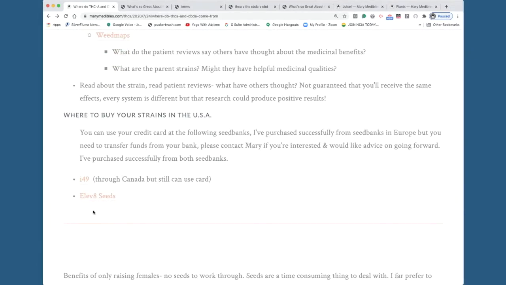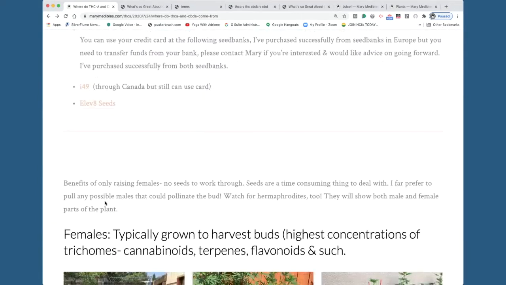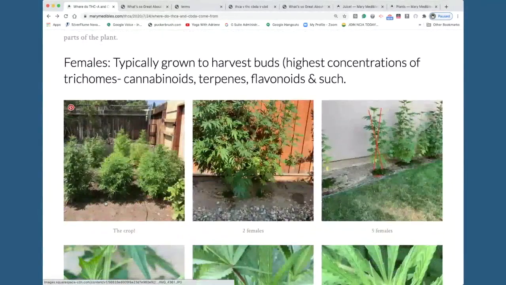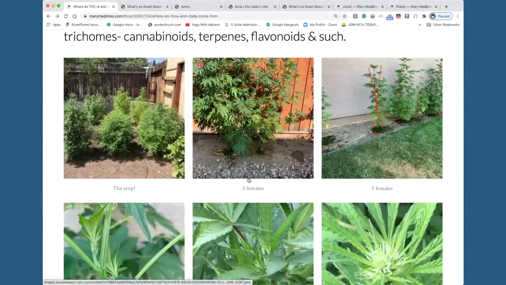And I've used a couple of seed banks in the States. These are the seed banks, I-49 and Elevate Seeds. The benefit of this is you can use your credit card. You don't have to transfer funds. Otherwise, when you go through Europe, you typically have to transfer funds. I've also done that a couple of times, so if you need any advice as far as going that way, I can certainly help with that. But it's really, really cool what you can provide yourself with when you do grow. Because at the end of harvest, you have the buds, but until then, you can juice.